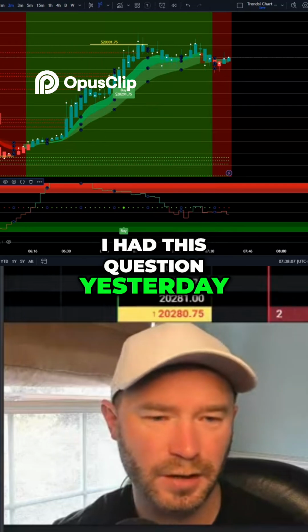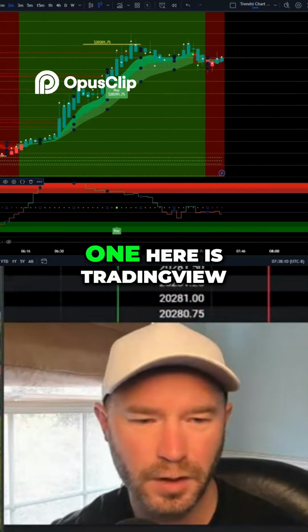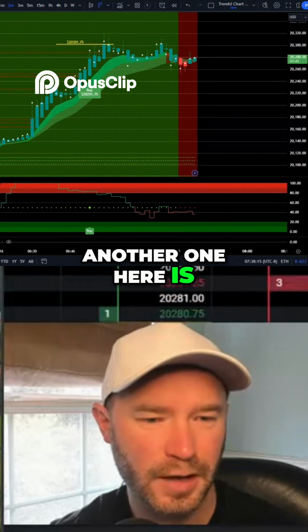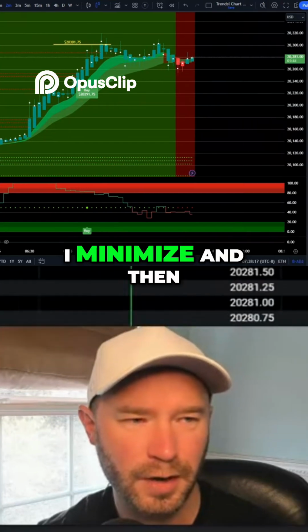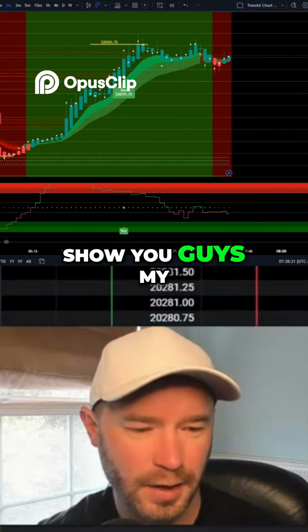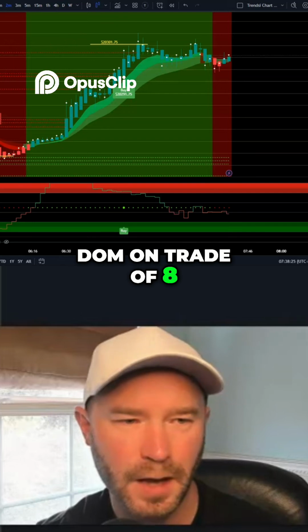Now I had this question yesterday. He's like, Justin, how do you set up your screen? Guys, this is actually two different screens. One here is TradingView as a browser, and another one here is actually just Tradovate that I minimize and then bring over to the right hand side. And also on here, I'll go ahead and show you guys my ATM strategy. If you go to the bottom of the DOM on Tradovate, I just have this over here.